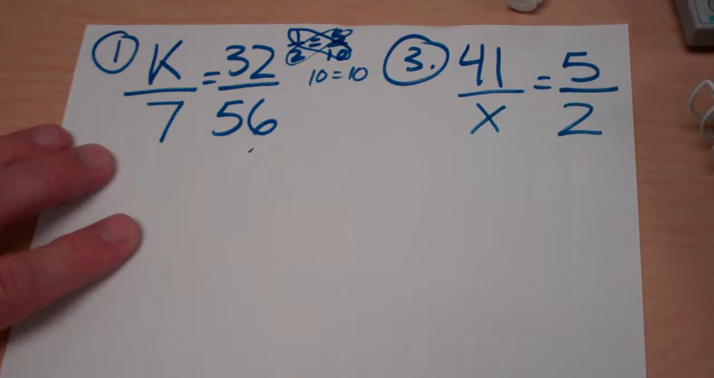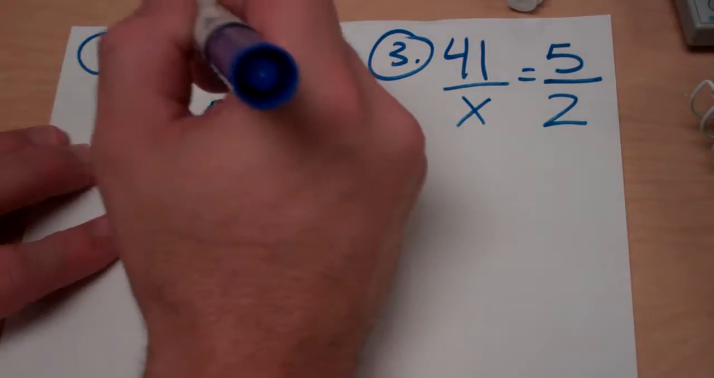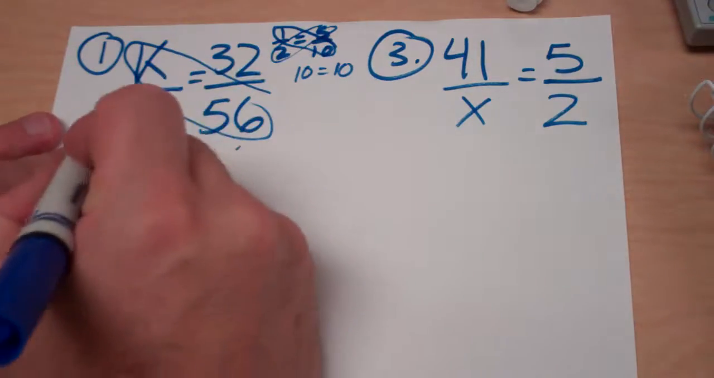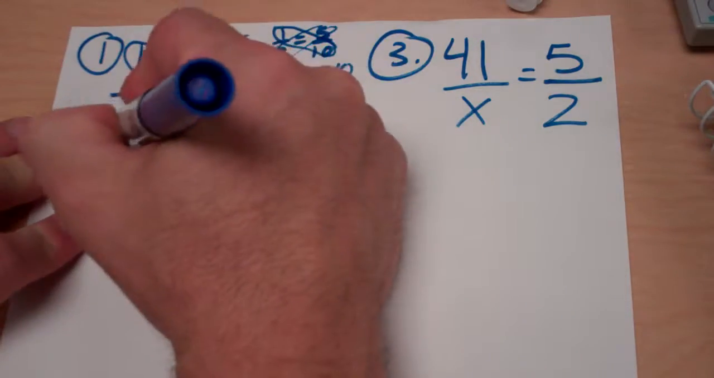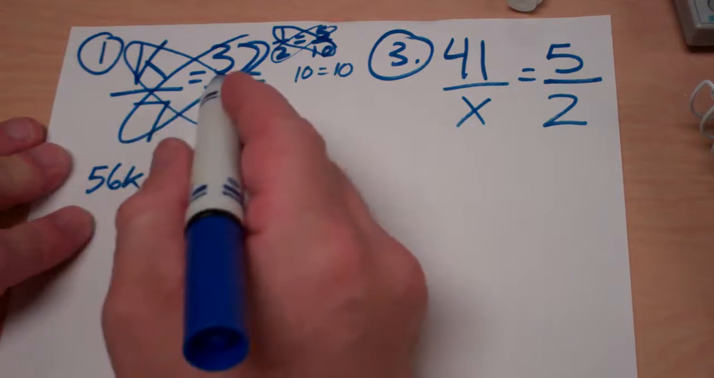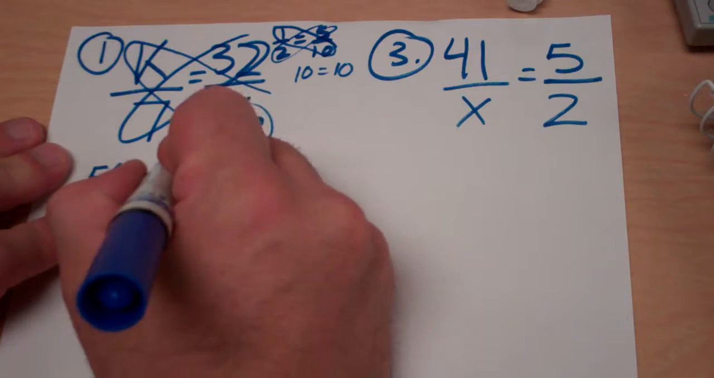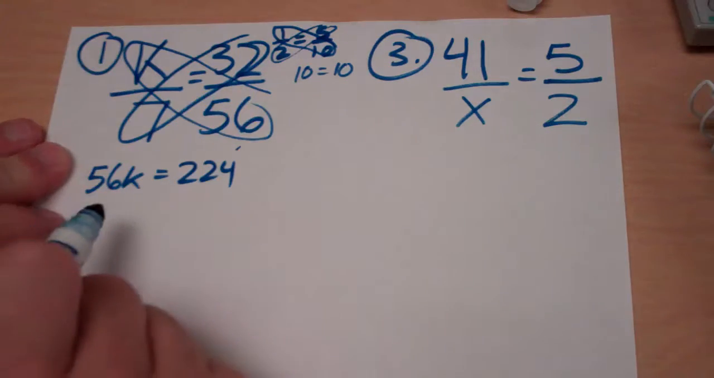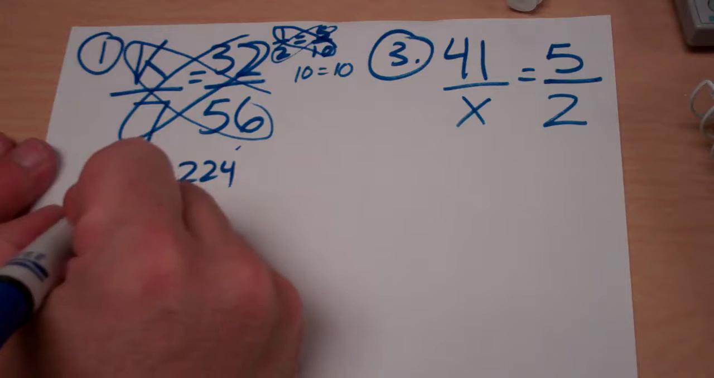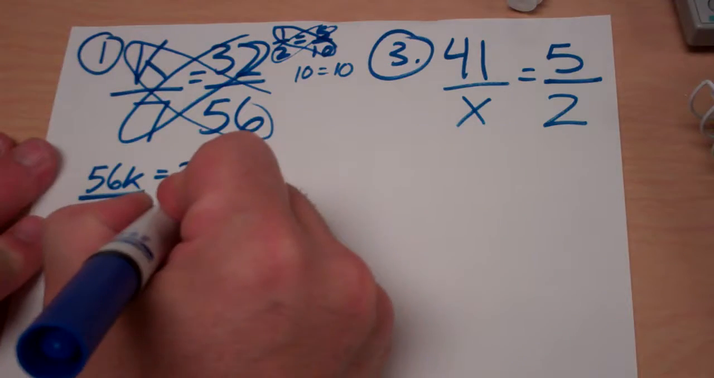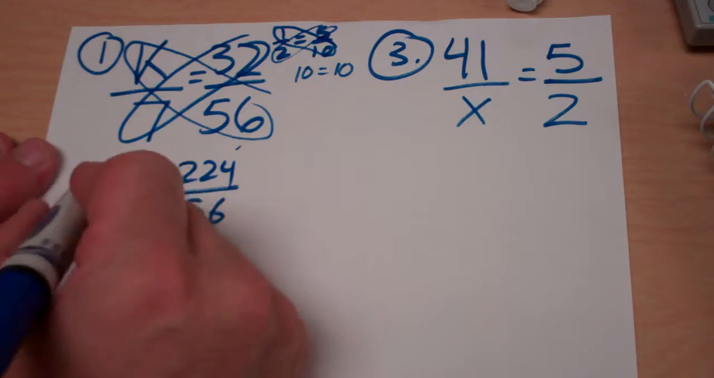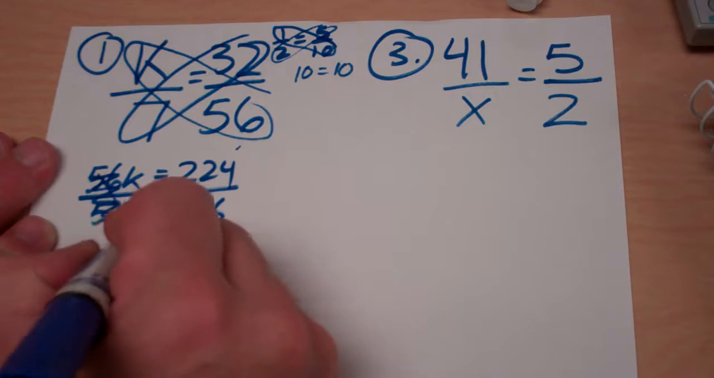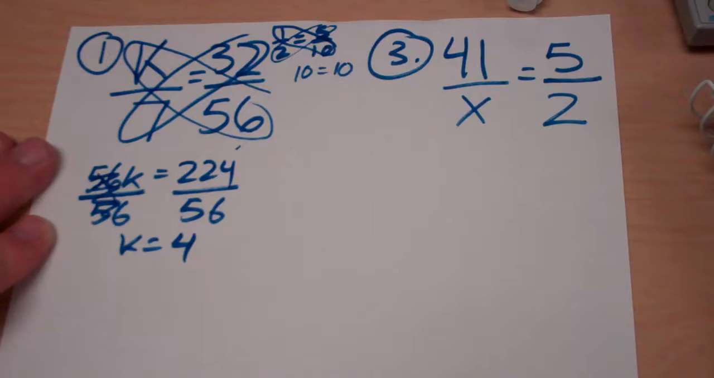So if I know that, then I can look at this and say, well, then K times 56, let me write that as 56K, is equal to 32 times 7. Well, if I did 32 times 7, I'd get 224. And that just sets up a one-step algebraic equation. So I could divide by 56 on both sides, because I have to undo what they did and keep it balanced, right? Canceling out, so that means K equals 4. There's one way to solve it.